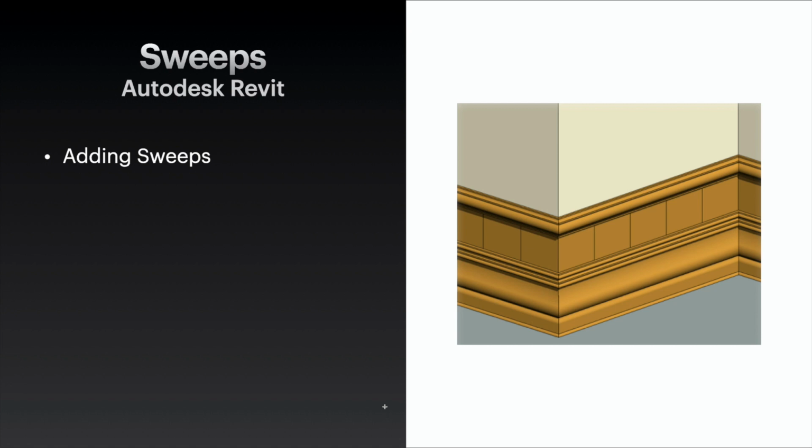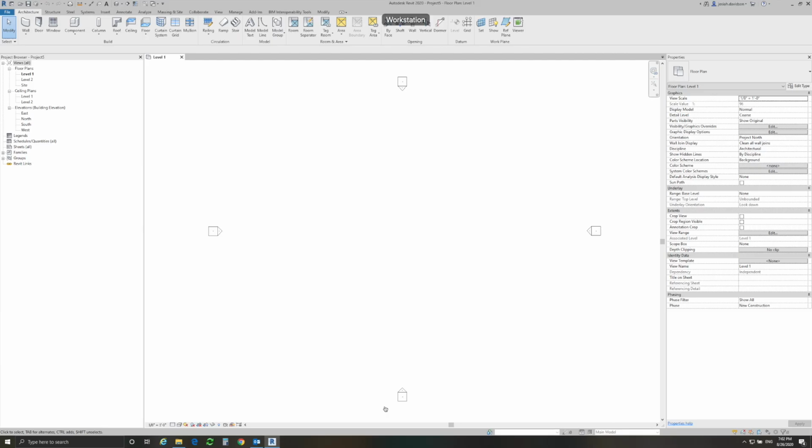Sweeps and how to add them to custom wall types. So let's hop into Revit. So I'm in Revit right now. I'm going to act like I'm going to draw a wall.